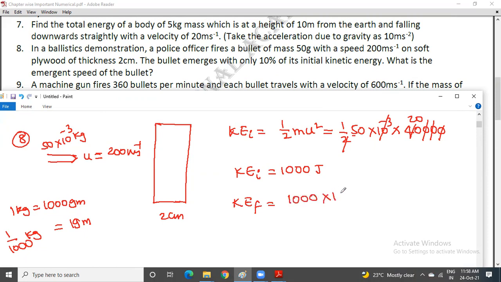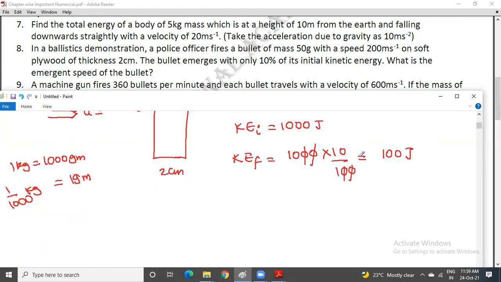10% in 1000, 10 by 100. So therefore, cancelled. It will be 100 joule. The question is what is the emergent speed? So you got kinetic energy final. So final kinetic energy is equal to half m Vf square. We are looking for Vf square now.